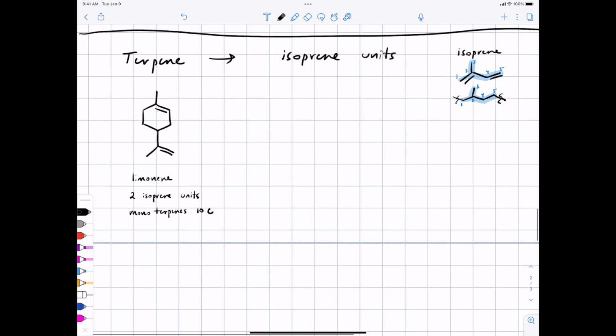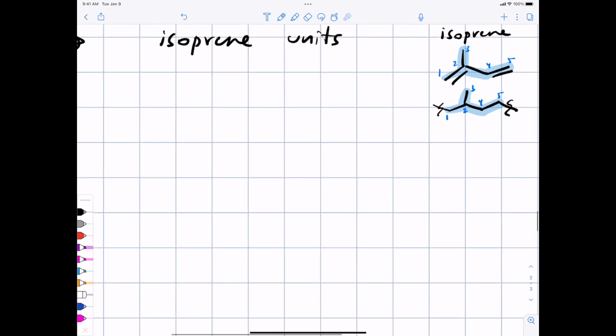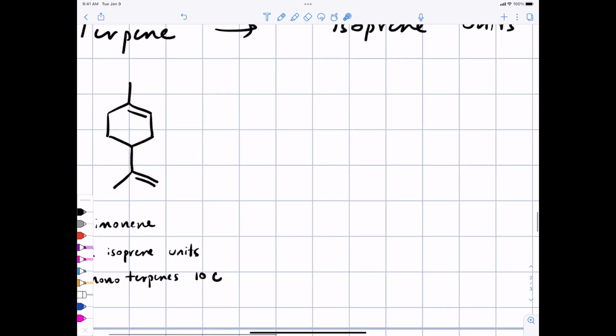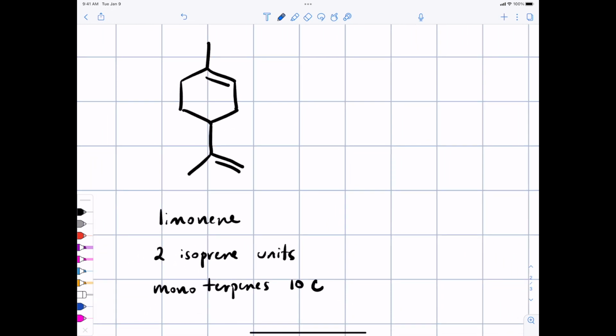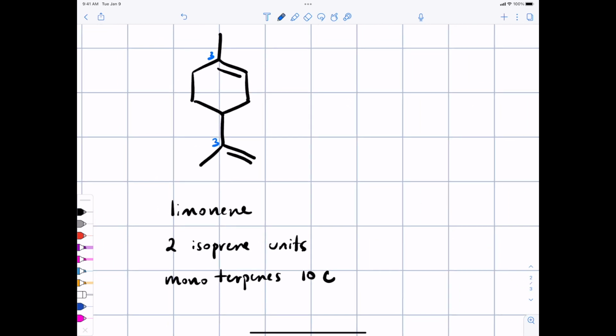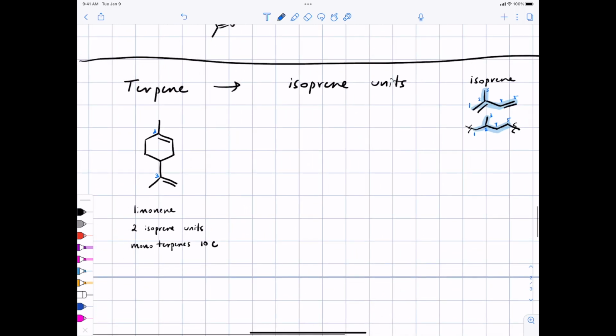If you want to identify the isoprene units in limonene, you start by looking for branching methyl groups. Anytime you have a branching methyl group, that could have been carbon 3 of an isoprene unit, right? So I see a methyl group here, a carbon that has a branching methyl group there, and another here. And then you sort of start filling in the rest of the numbers as best you can, right? Bonded to carbon 3.